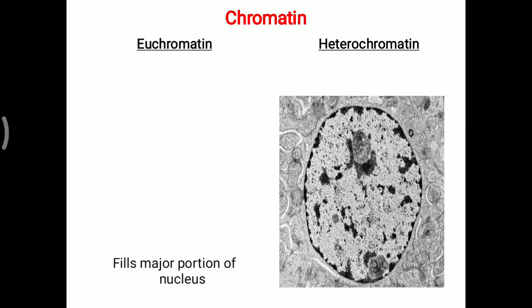Today's topic is on the chromatin. This chromatin is also sometimes called euchromatin and heterochromatin. Both have a different meaning. Euchromatin is considered the extended form of the chromatin, and the meaning of "eu" is true.